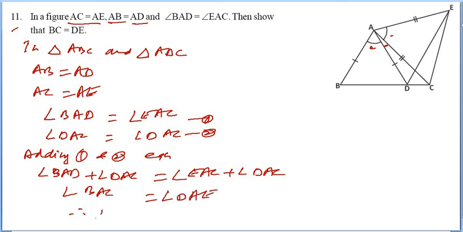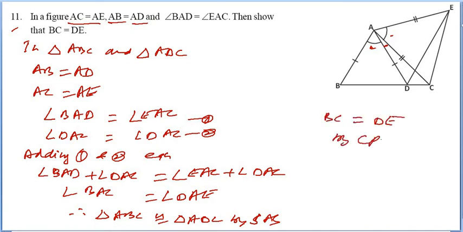Hence the triangles are congruent. Triangle ABC is congruent to triangle ADE by SAS. Now BC is equal to DE by CPCT, that means corresponding parts of congruent triangles.